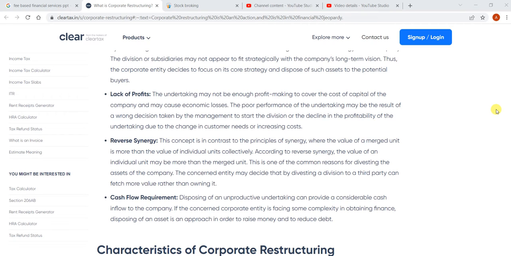The last reason for corporate restructuring is the cash flow requirement. Disposing of an unproductive undertaking can provide a considerable cash inflow into the company. If the concerned corporate entity is facing some complexity in obtaining finance, disposing of an asset is an approach in order to raise money and reduce debt.